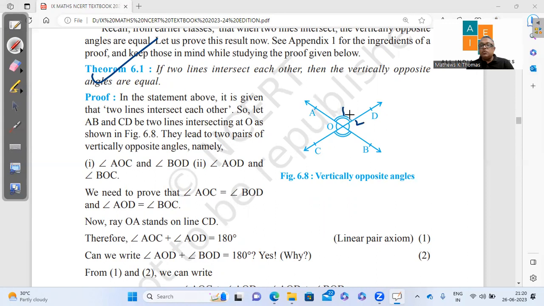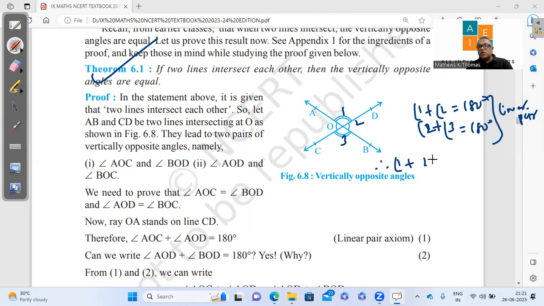So angle 1 and 2 are a linear pair. So 1 plus 2 is 180. And if I take angle BOD and BOC, that is angle 2 plus 3, that is also 180. Both these are by linear pair, right? Just now we understood what is linear pair, angles on a line. So 1 and 2 add up to 180, 2 and 3 add up to 180.